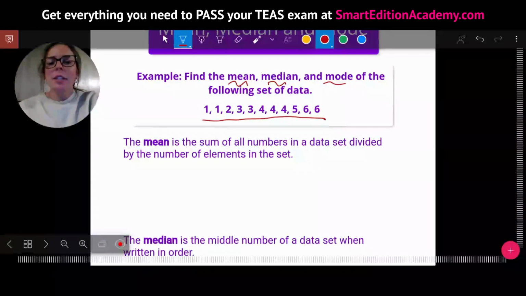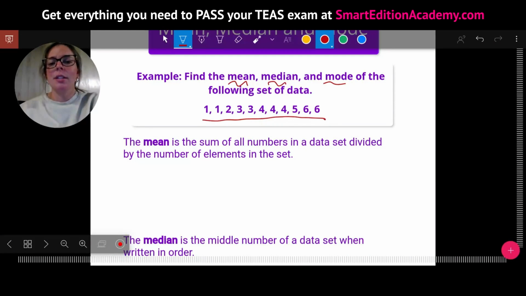So the mean is the sum of all numbers in a data set divided by the number of elements in the set. So that's a mathematical definition. It's basically just the average. So just like we did previously in a question, that just means we're going to add all of our numbers up, that's the sum, and then divide by the number of pieces of data we have.